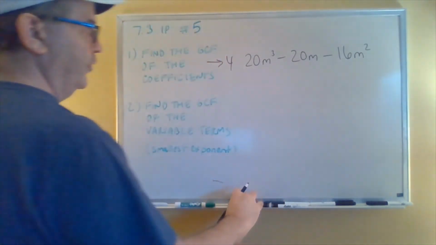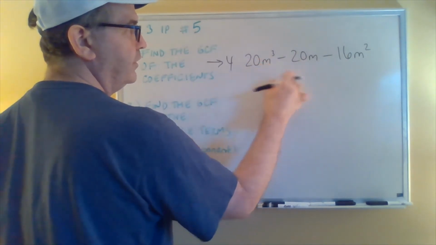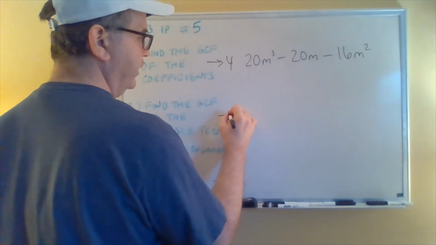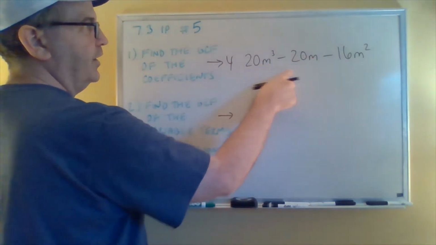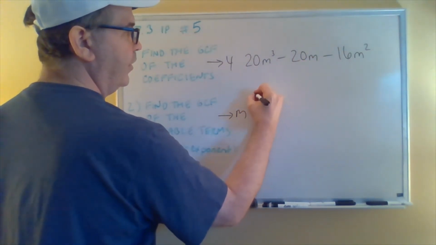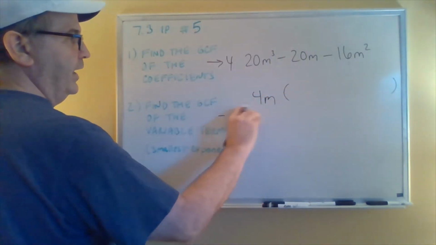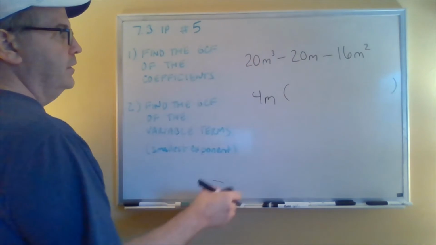Now I look to my variable terms, and I have an m present in all 3 terms. I have m cubed, m, and m squared. And I'm looking for the one with the smallest exponent, and that would be this one right here where I have m to the 1st. So my greatest common factor is 4m. I'm going to pull that out of this expression here.